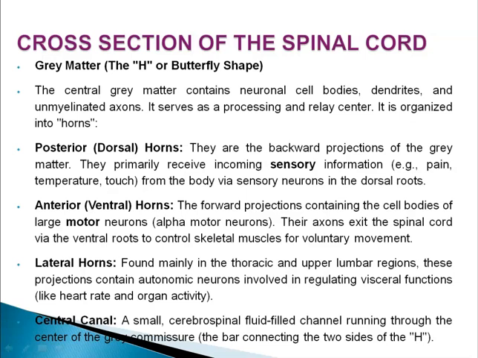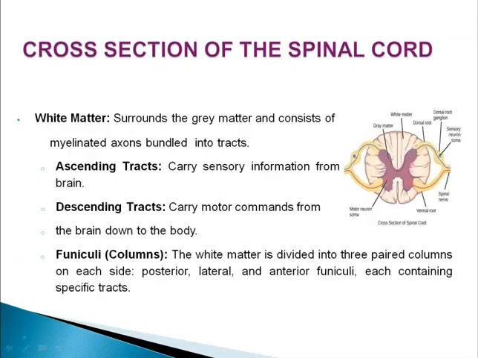The lateral horns are found mainly in the thoracic and upper lumbar regions. These projections contain autonomic neurons, which play a crucial role in regulating the visceral functions like heart rate, organ activity, etc. The central canal is small, a cerebrospinal fluid filled channel running through the center of the gray commissure, that is, in between the two sides of the H shape.